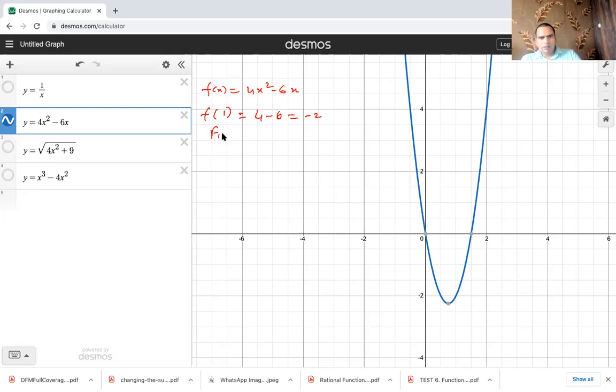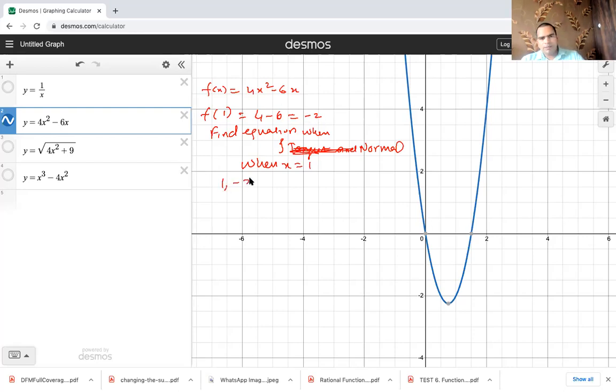Find the equation of tangent and, let's say, normal. Or for that matter, now let's do only the equation of normal when x equals 1. So when I plug x equals 1, I already got the y coordinate as negative 2.